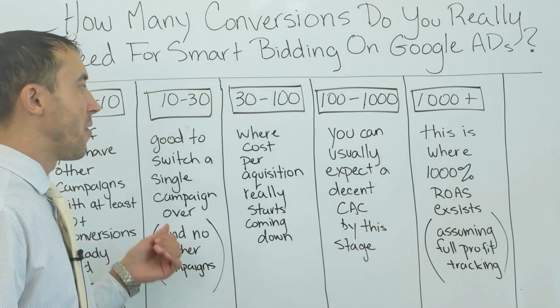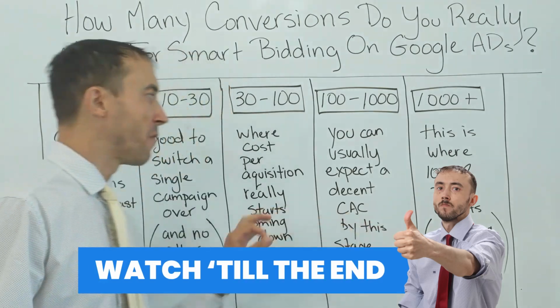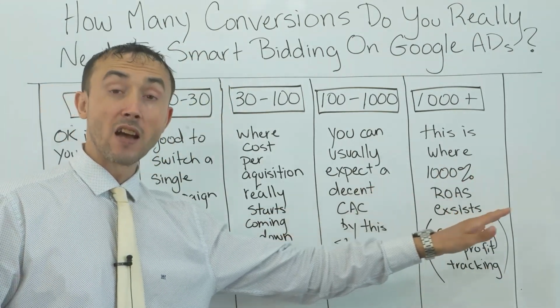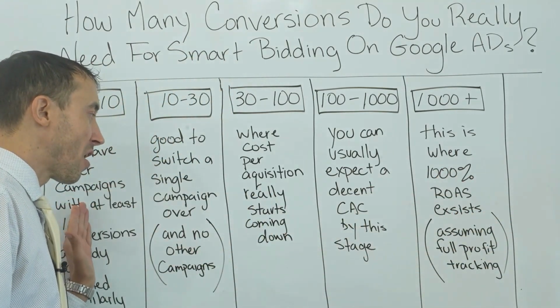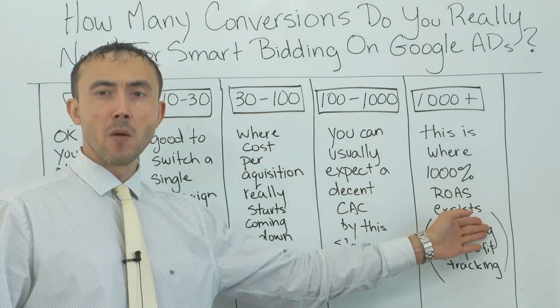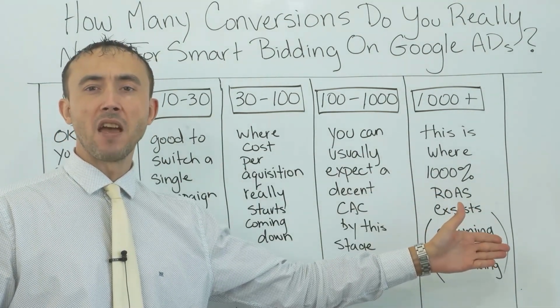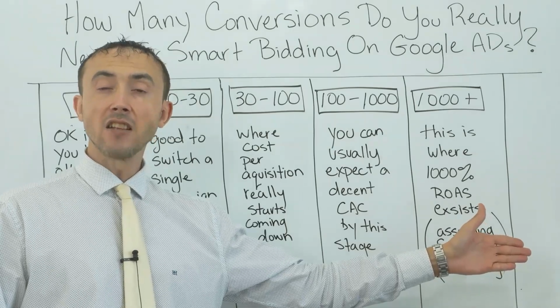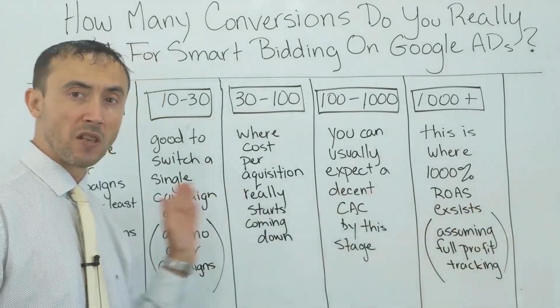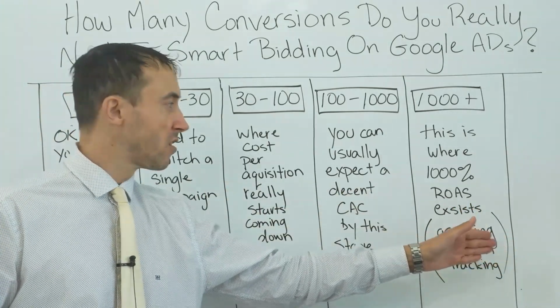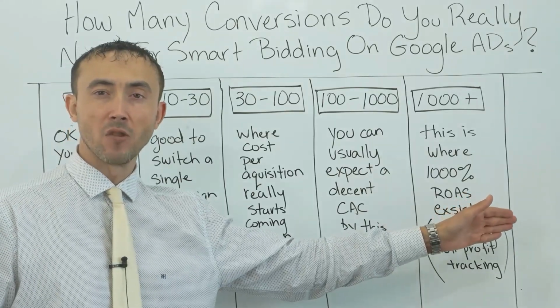So if you stay until the end of the video, I will have information in terms of an actual case study of how we started out here, ended up here, and how much of a difference that made in terms of profits on the ad spend that we had to spend for a particular client once we got to this end of the bracket, 1,000 plus conversions, okay?